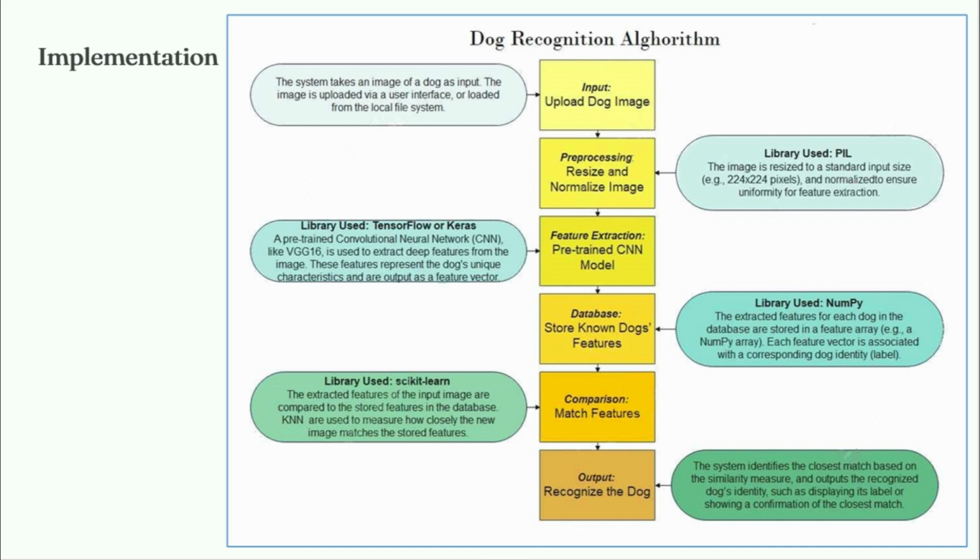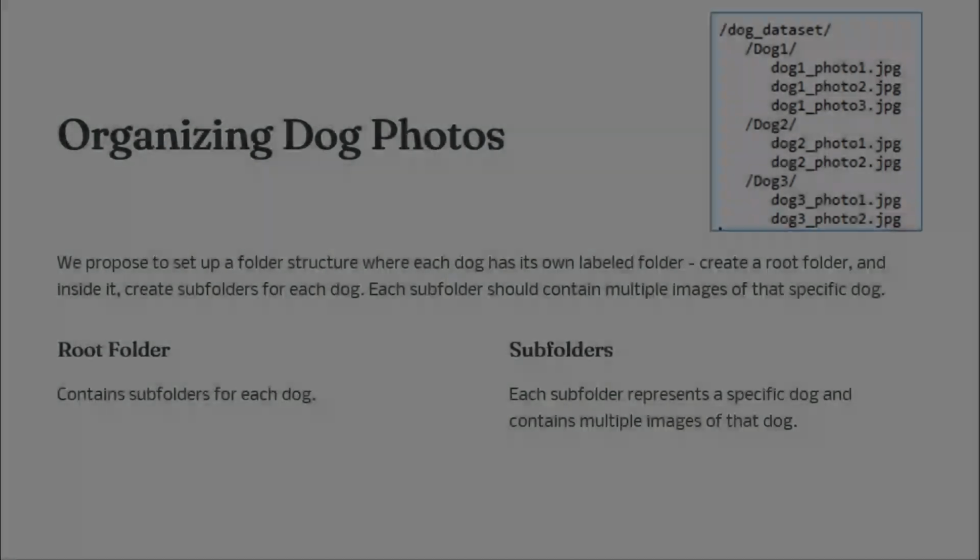The next step lets us compare the input dog image with those in the database and select the most closely matching records using the nearest neighbors algorithm. The last step of the algorithm outputs the recognized dog identity. On the next slides, we will describe the steps in more detail.